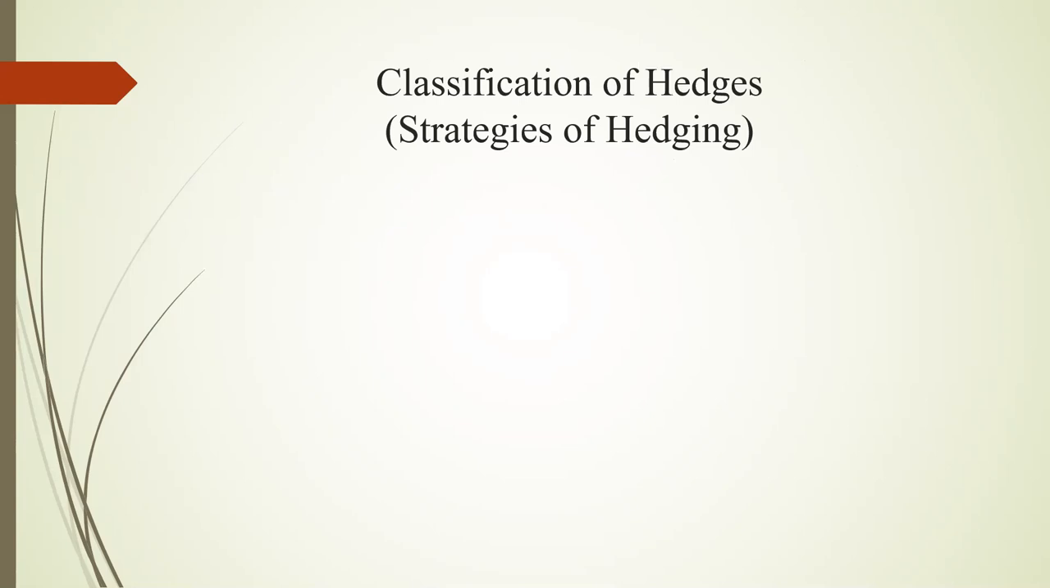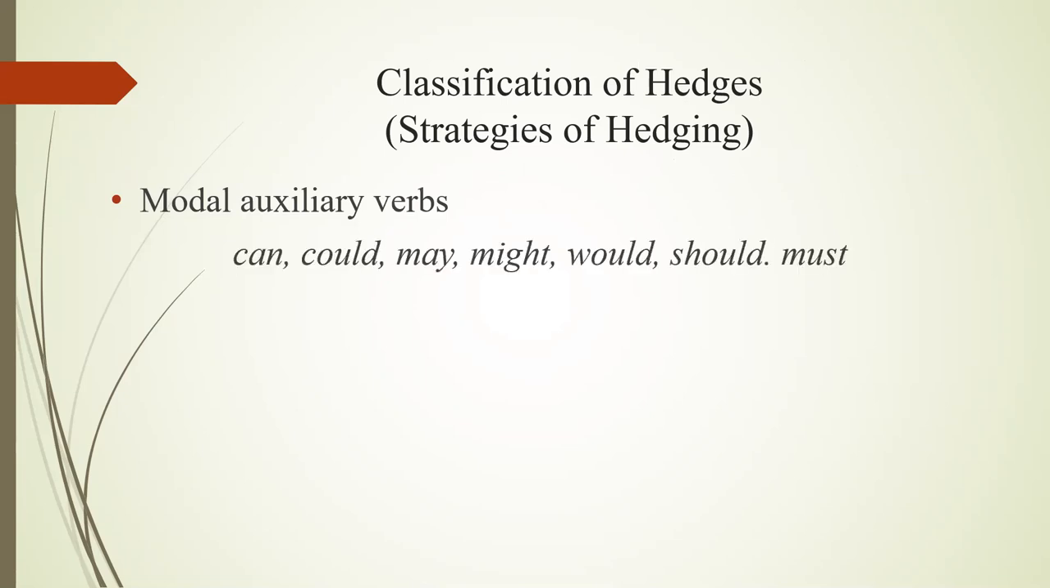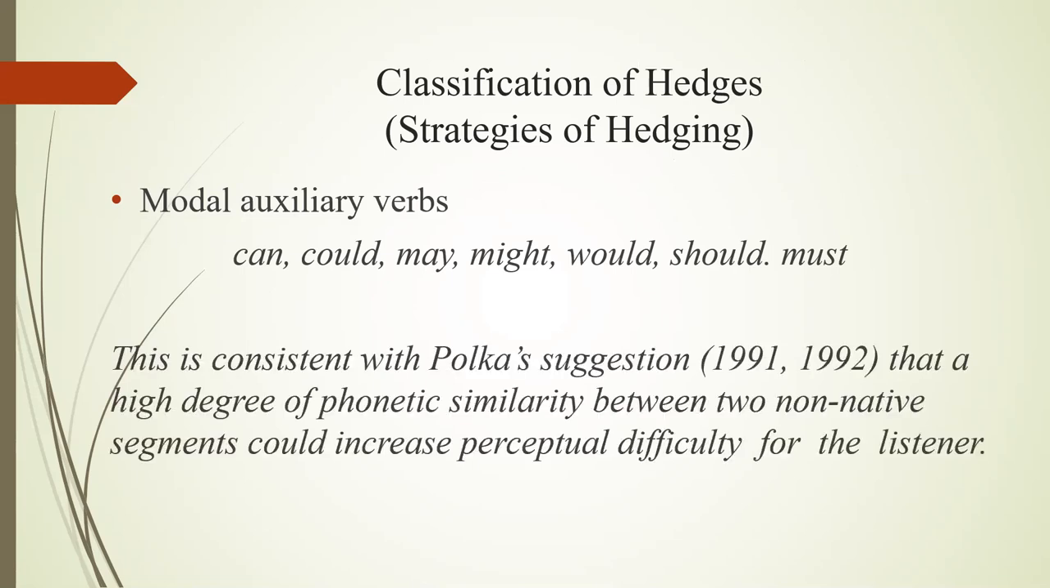So there are different types of hedges that people use. Modal auxiliaries are used for hedging. What do we mean by modal auxiliaries? Can, could, may, might, would, should, must. They are commonly used for hedging.